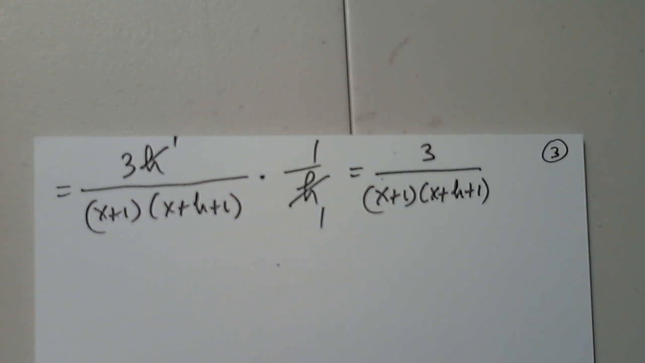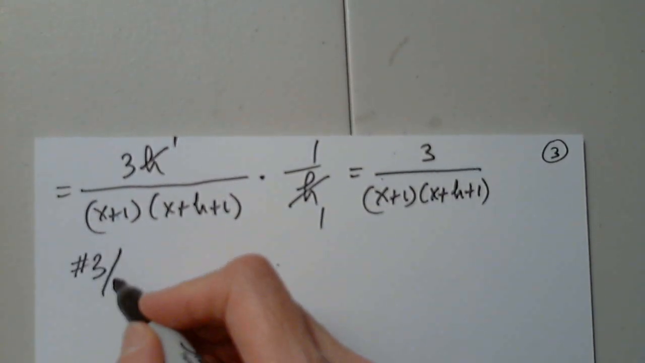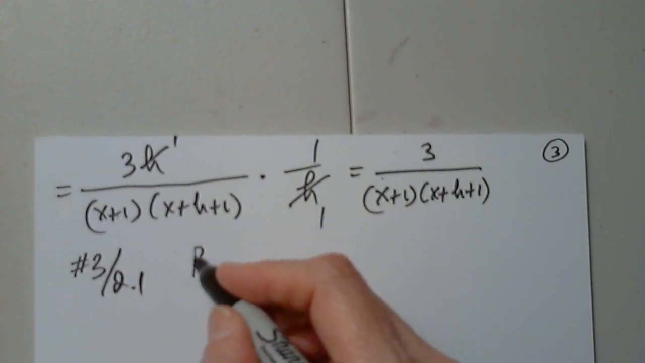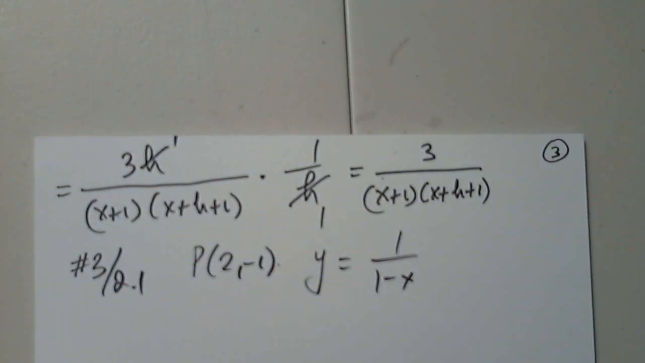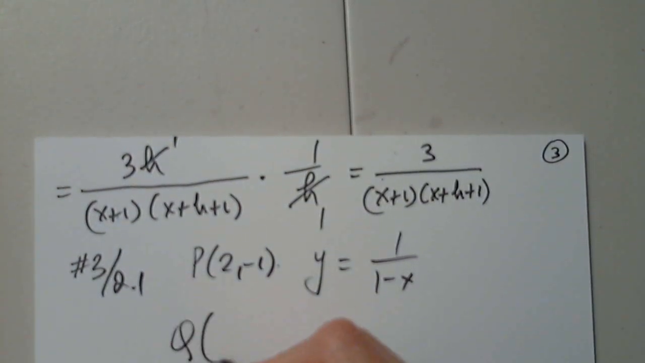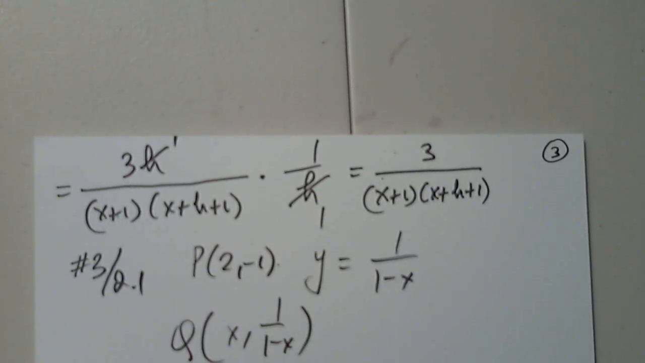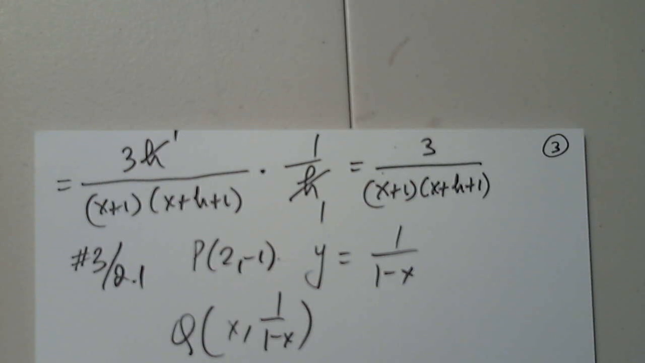So this is problem 3 in 2.1, and we are given a point 2 comma -1, and we have y equals 1 over 1 minus x. And of course, Q is our point x comma 1 over 1 minus x. We are asked to find the slope of the secant line PQ for all those given entries. And then they're asking us to figure out the slope of the tangent line, and also find the equation of the tangent line to the curve at the point P, 2 comma -1.